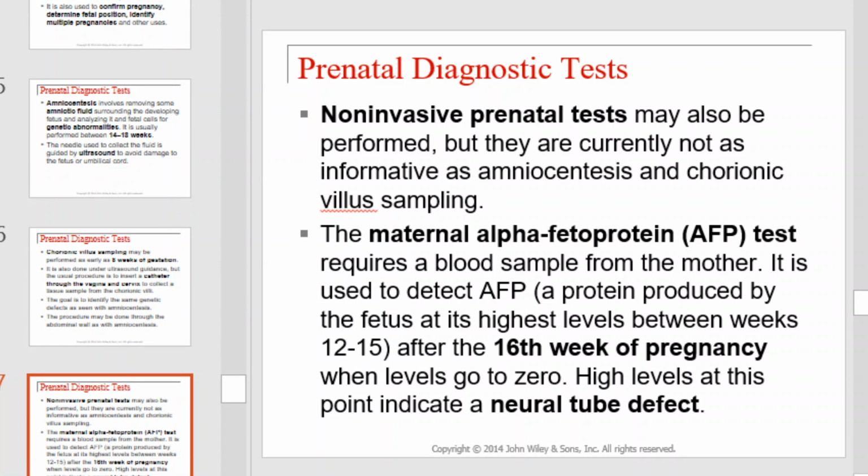Non-invasive prenatal tests may also be performed, but they are currently not as informative as amniocentesis and chorionic villus sampling. The maternal alpha fetoprotein, or AFP test, requires a blood sample from the mother. It's used to detect AFP, a protein produced by the fetus at its highest levels between weeks 12 and 15. After the 16th week of pregnancy, when levels go to zero, high levels of this protein indicate a neural tube defect.